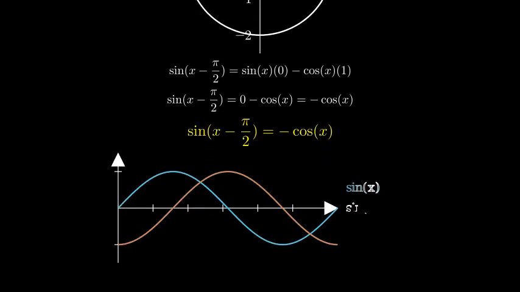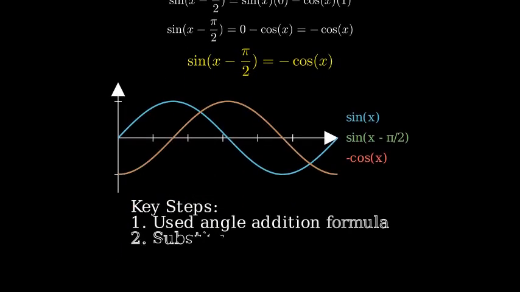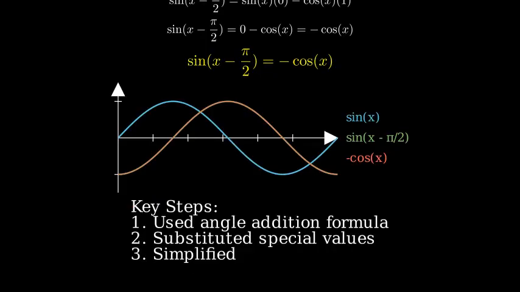This is a powerful identity that shows how shifting a sine function to the left by pi over 2 radians gives us the negative of the cosine function. And that completes our proof. We use the angle addition formula for sine and our knowledge of special angles to prove this important trigonometric identity.